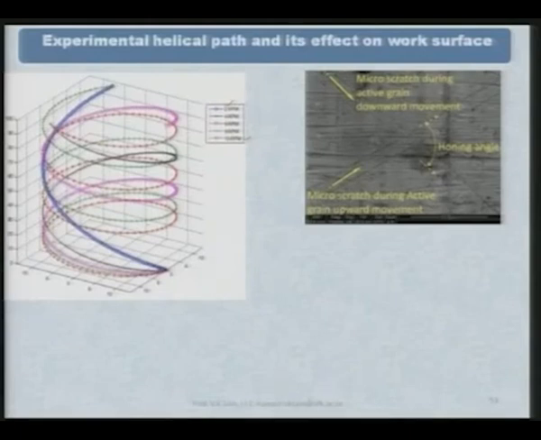end, they are shown over here, and they have found that in case of the rotary AFF process, honing kind of scratches are obtained. As you can clearly see, it is in one direction and this is in another direction. So, you get micro scratch during active grain upward movement in this direction and micro scratch during active grain downward movement in this particular direction, and they are at a particular angle that he has mentioned as honing angle.